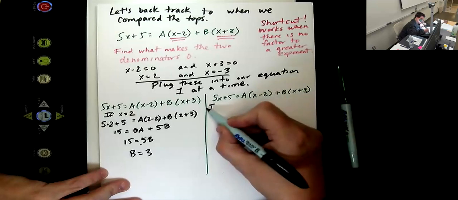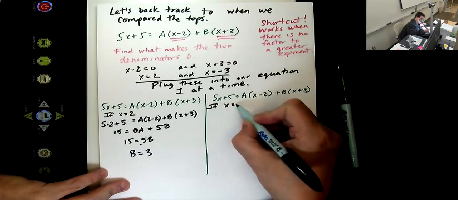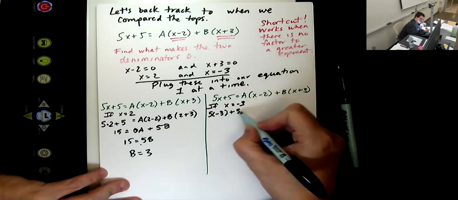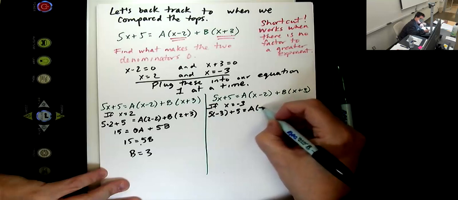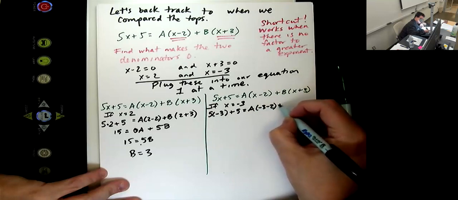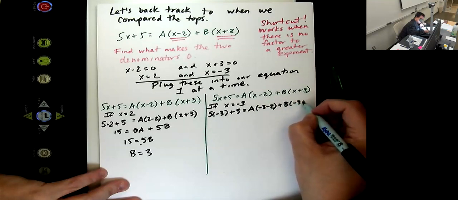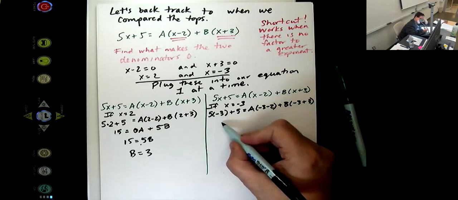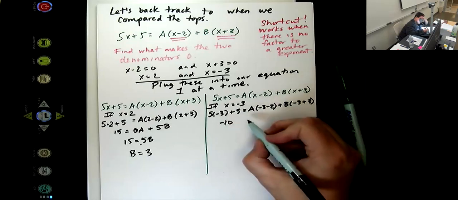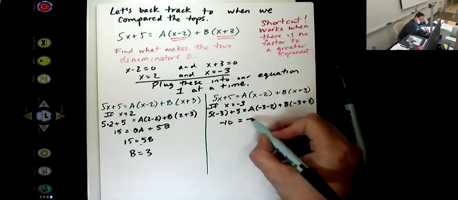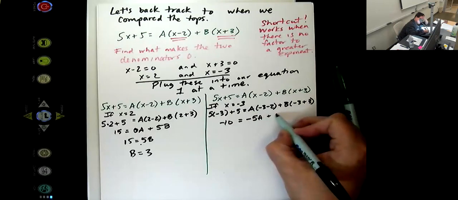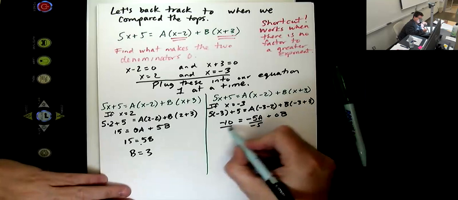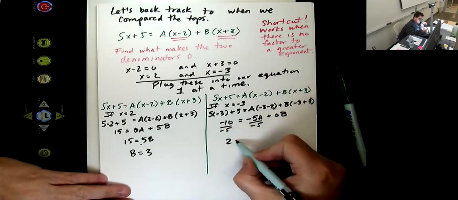If we do x equals -3, it's going to cancel out the other one. 5 times -3 plus 5 equals a times -3 minus 2 plus b times -3 plus 3. I have -15 plus 5 is -10 equals -5a plus 0b. So I divide by -5 and I get 2 equals a.